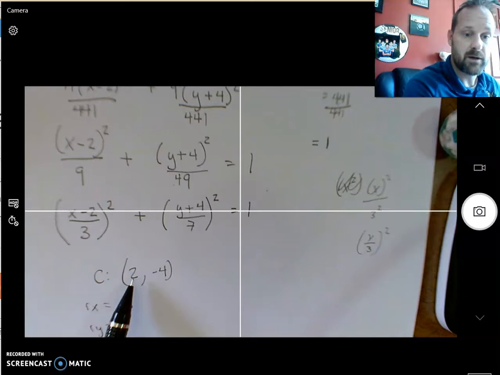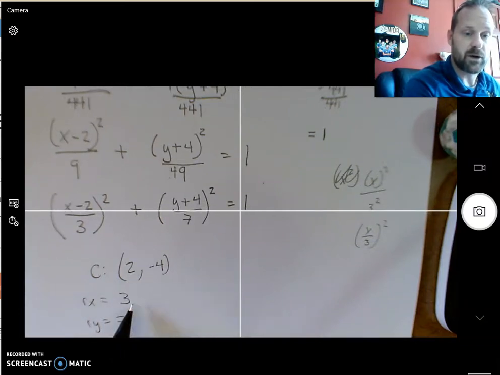So from 2, negative 4, you want to go to the right 3 and to the left 3, and you want to go up 7 and down 7. All right?